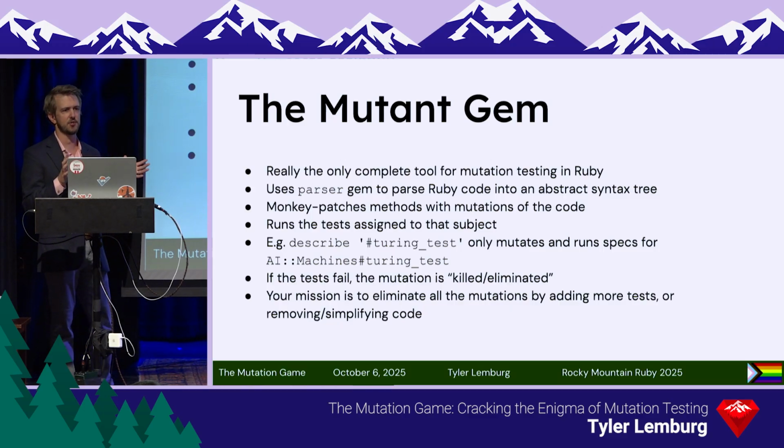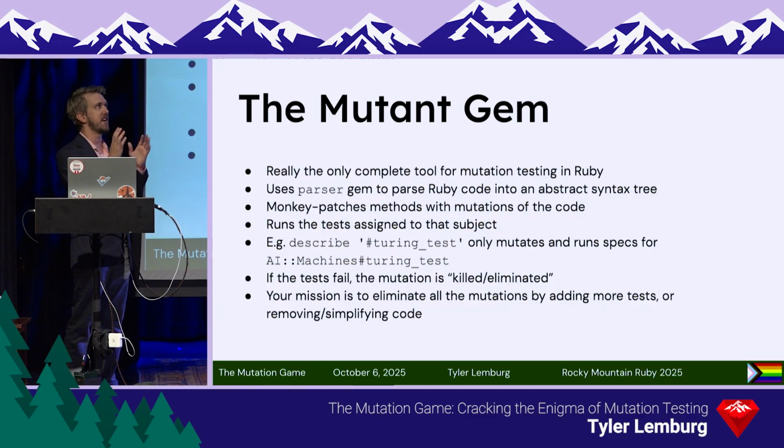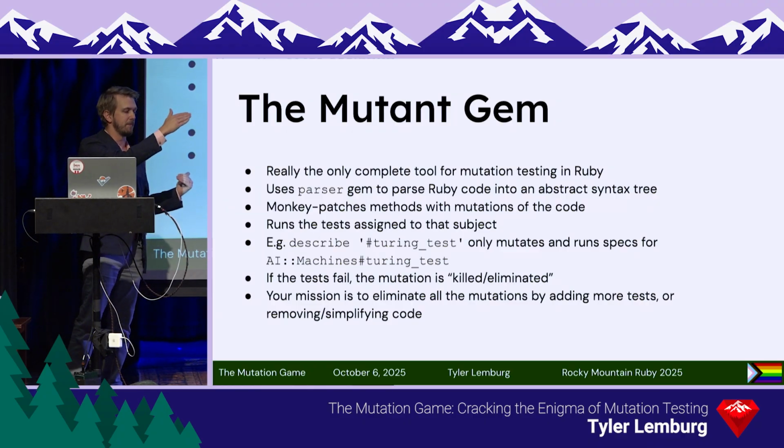And so, for example, it actually only tests in isolation with the methods or classes that you specify. So, for example, if I have an RSpec that says describe Turing test and I run mutation testing with that, those tests are only going to be run against the mutations for that specific method in my code base.